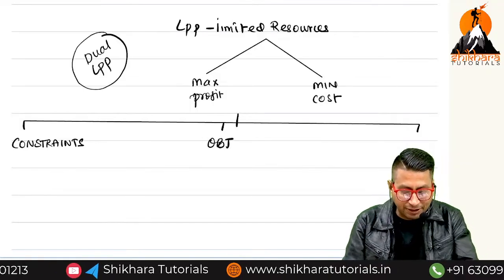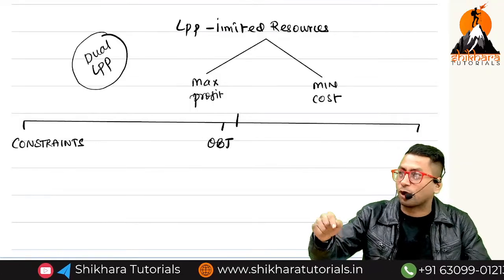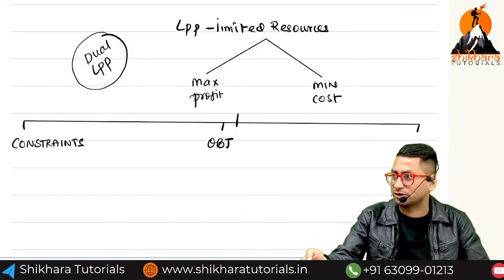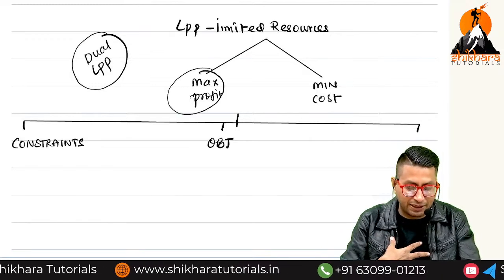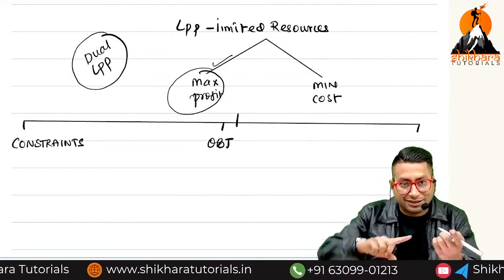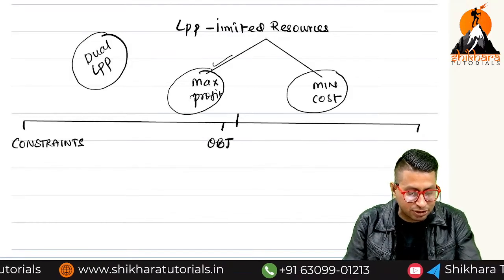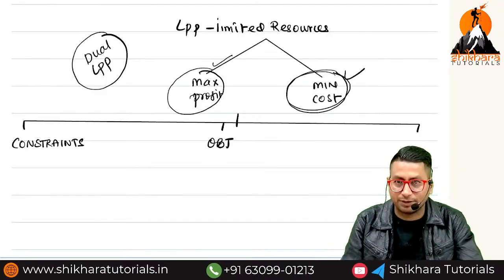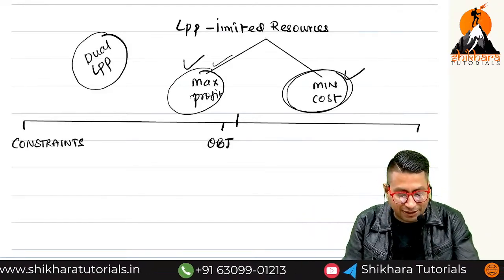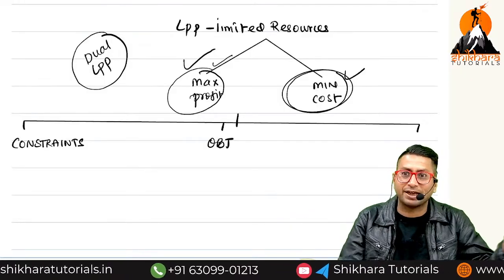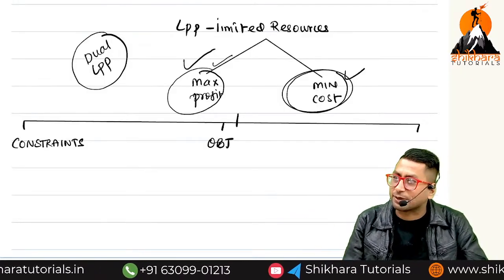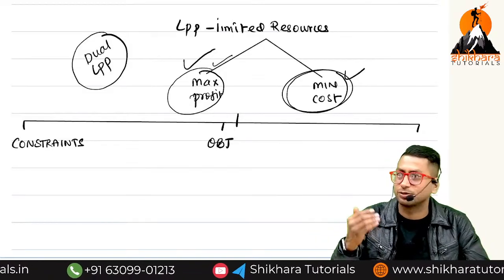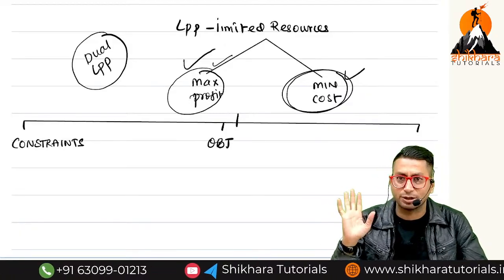Now in dual LPP, if you are taking your profit as a primary objective, then what will be the secondary objective? Cost. If my primary objective I have taken as maximization of profit, then reverse calculation you have to do as minimization of cost. If my primary objective is minimization of cost, my secondary objective will be maximization of profit. That is called primal and dual. Sir, what should I take primary, what should I take secondary? Your wish. You can take anything as primary, you can take anything as secondary, primal and dual.